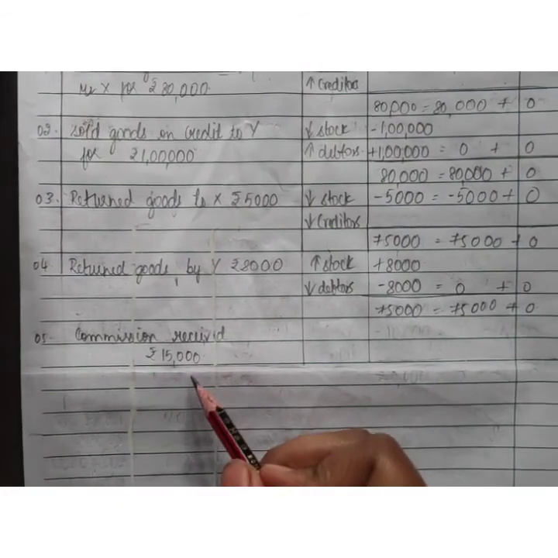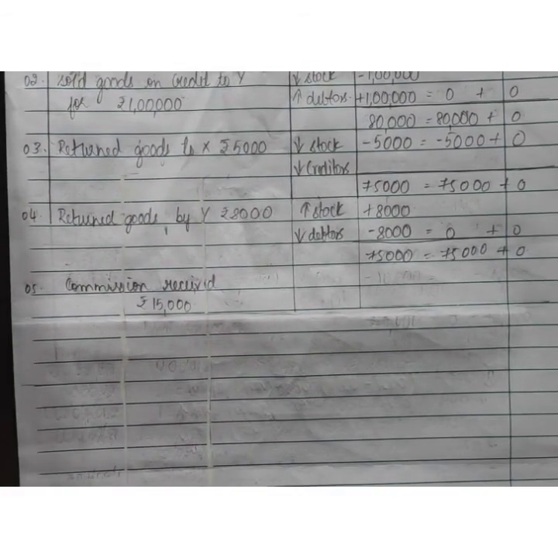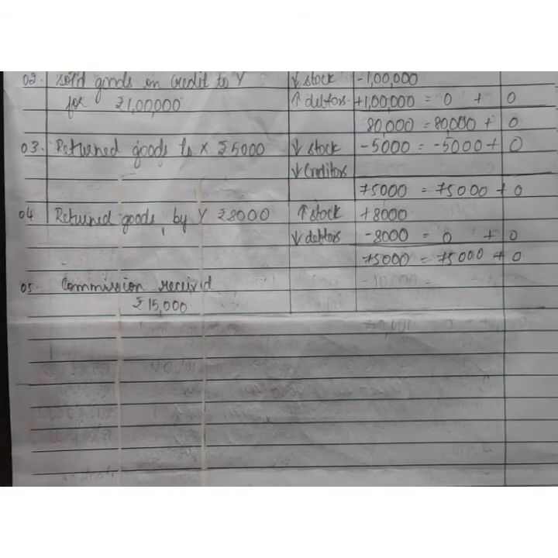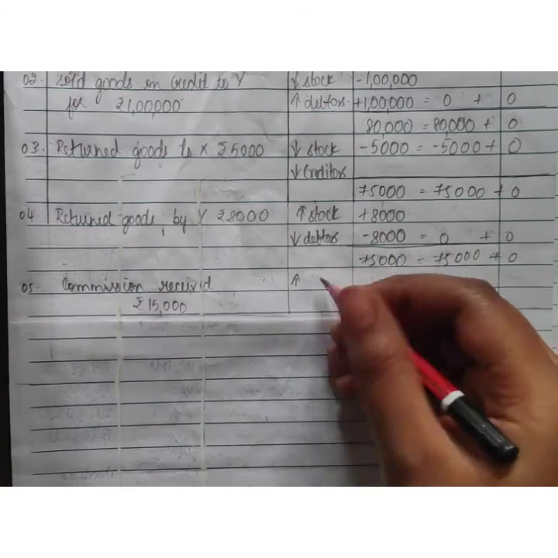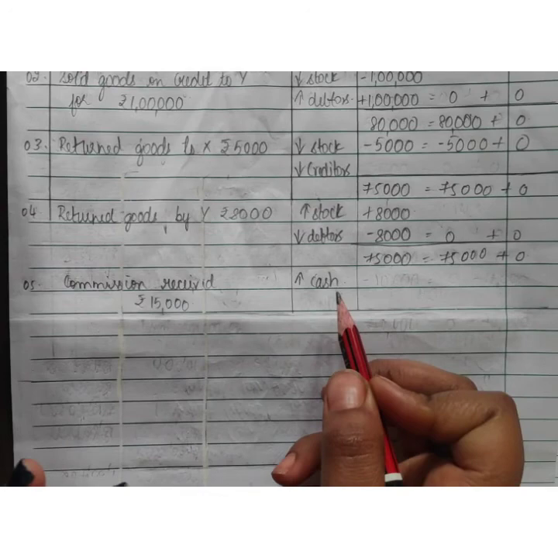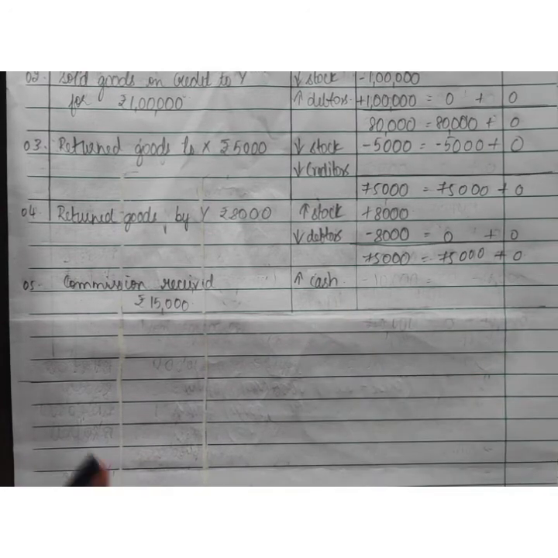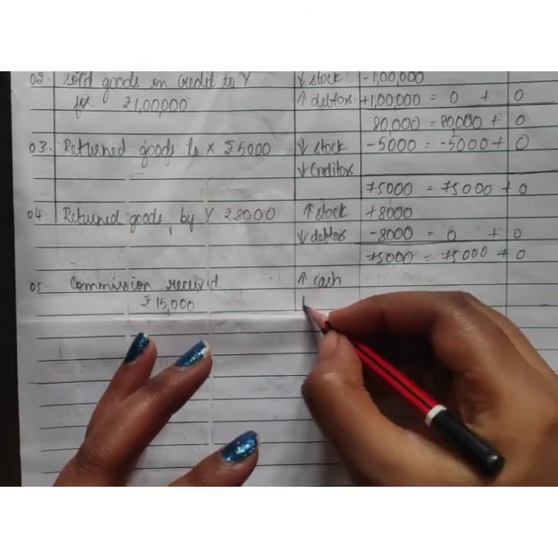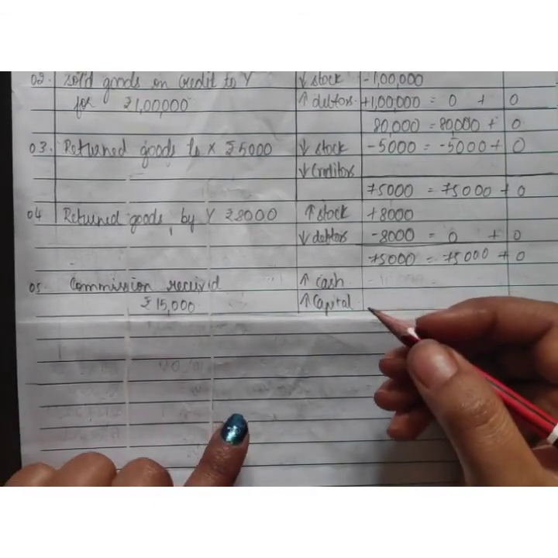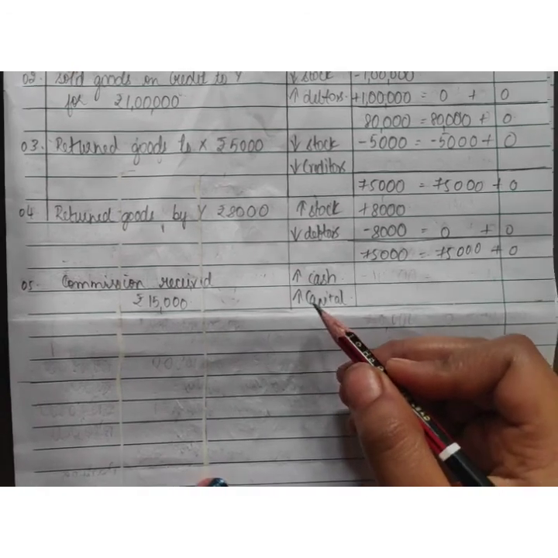So first we have to write that down. I've written commission received rupees 15,000. So what is the effect? We are receiving the commission. That commission will be in the form of cash. So I have written increase in cash. What will we do with this cash? We will invest it as our capital, right? So again there will be an increase in our capital. Why? Because if we are receiving the commission in the form of cash, that cash we will utilize as capital only. So that's why there will be an increase in capital.